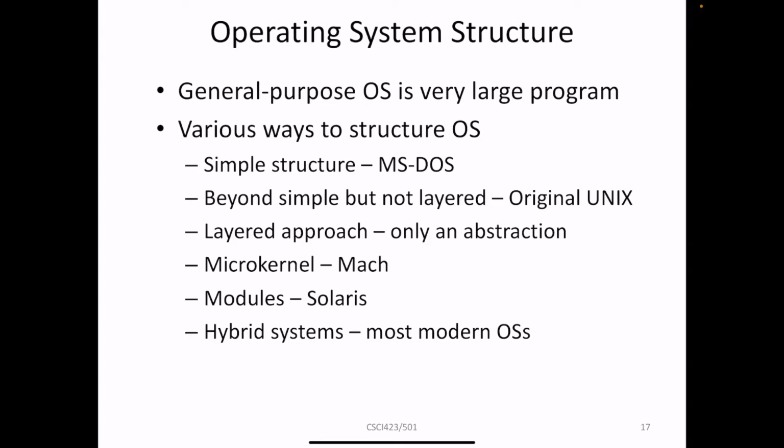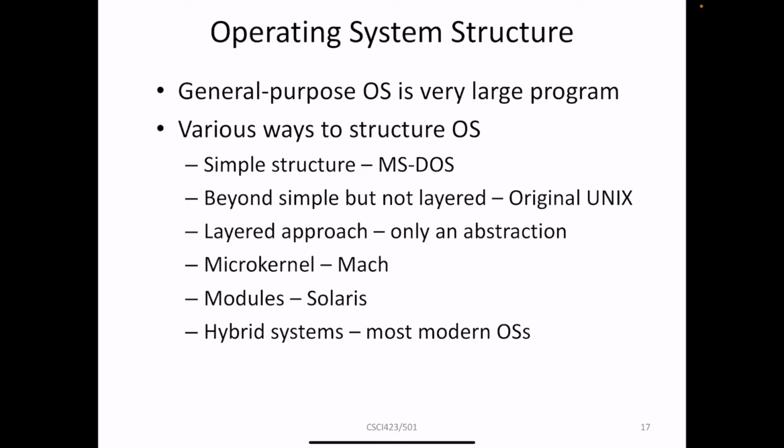And here we list a number of different ways. The simplest way is a simple structure. Later, people found that the simple structure is not good enough. Then we have beyond simple but not layered. And we also have examples for each one of them, MS-DOS and the original Unix. These two are also referred to as a monolithic structure because there's no layered concept there. Everything is united inside a big chunk. So that is why we call it monolithic.